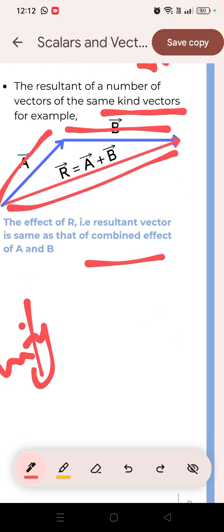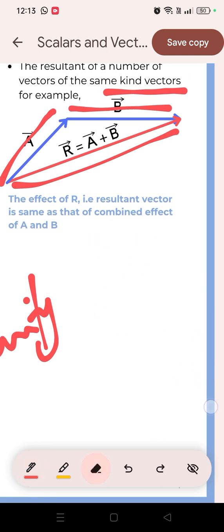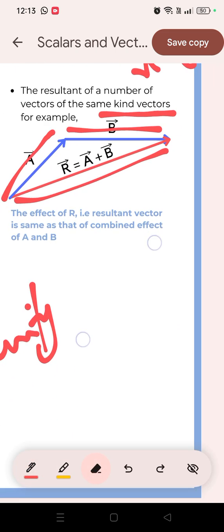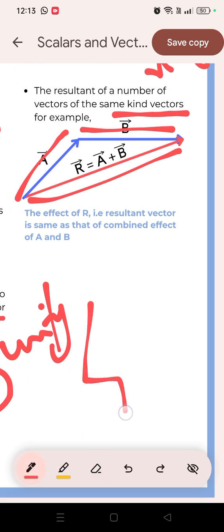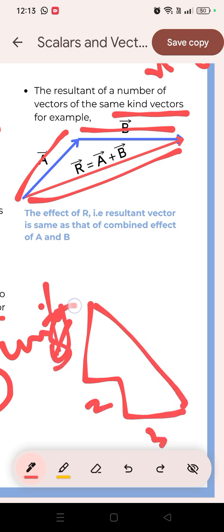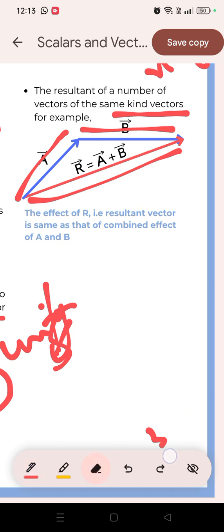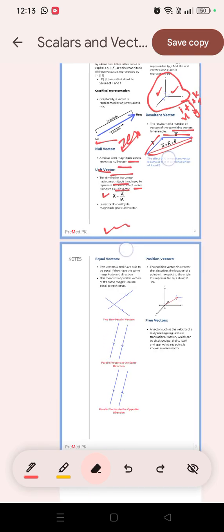Even if I give you an example like this one, I'm just asking what would be the resultant. So we'll add 3, 2, 5, so this would be 10. So resultant vector simply means the addition of all the vectors present. They're called this one.